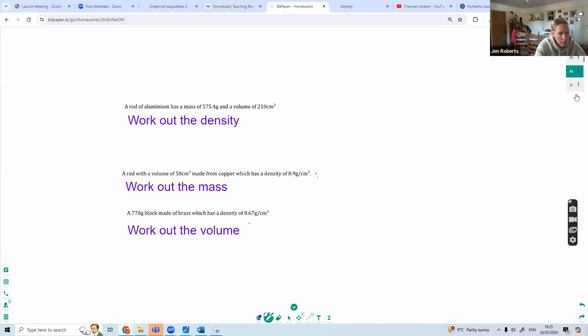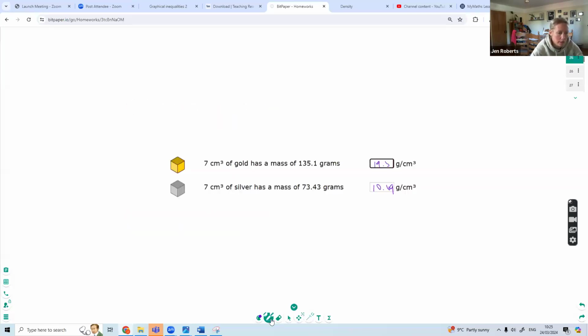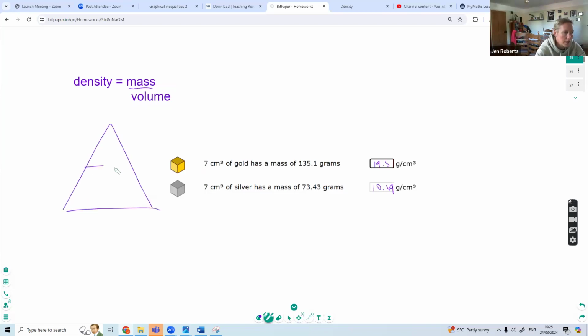Okay, so let's look at 3 questions together. Before we do that, let's just look at the equation for density. Density equals mass divided by volume. Instead of using this, we are going to use one of our little triangles. So this is what you need to remember: density, bottom left-hand corner; mass, top; volume, bottom right.